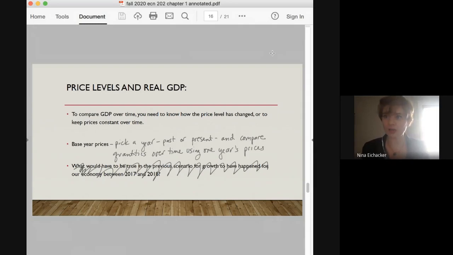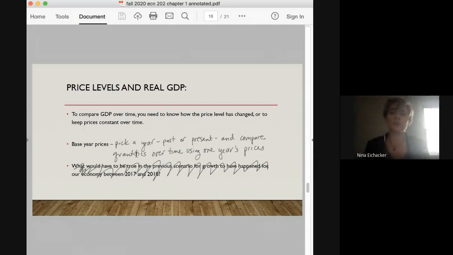But if we want to compare the volume spent in 2018 and 2019, or 2018 and 2020, or 2018 and 2010, we need to take account of the fact that the prices of these goods may be different. So to compare GDP over time, you need to know how the price level has changed or somehow keep prices constant over time. So the way that economists get around this is by using what we call base year prices. We pick prices for 1 year, and then we calculate GDP using that base year of prices.